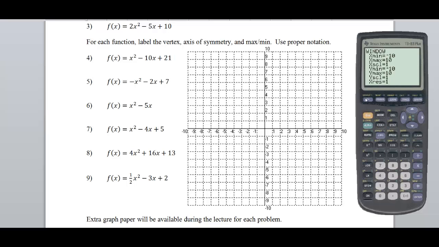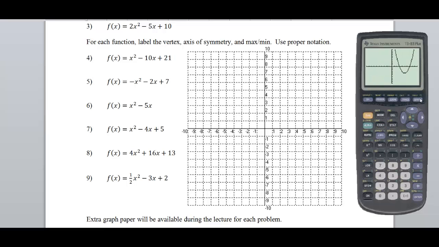So here we go. Oh, one more thing. Our tables might be a little different, so click on second window and choose your table start to be 0, enter, and your delta table 1, enter. So 0 and 1. Now what we're going to do is type in our y equals x squared minus 10x plus 21. And what we'll do is hit graph and take a look at that equation.